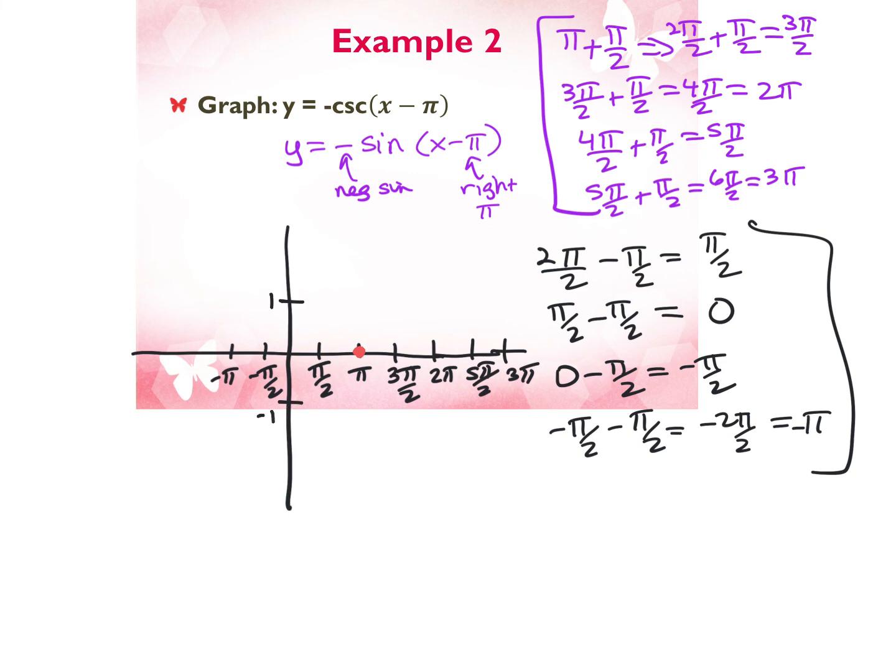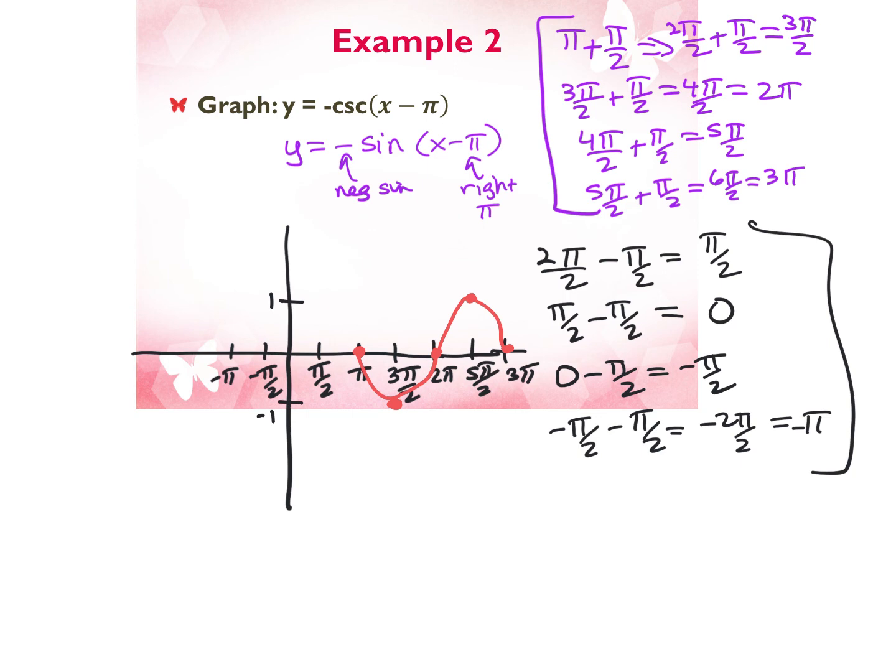So my next point at 3 pi over 2 is going to be at the -1. And then back up to 2 pi. And then at 5 pi over 2, it's up to the 1. And then the 3 pi is right there. Now this is one cycle. Again, look how far it's shifted over.